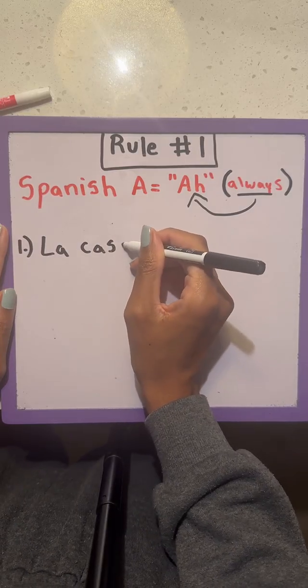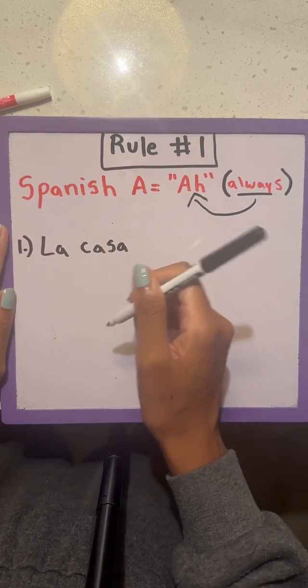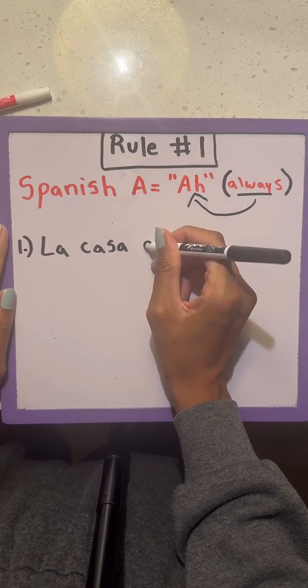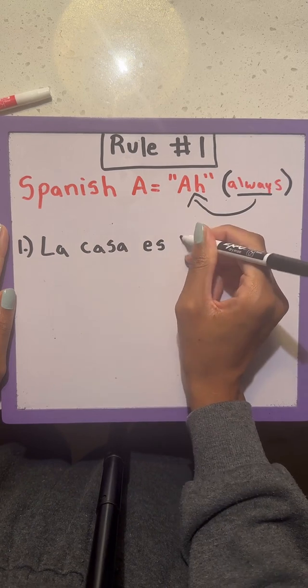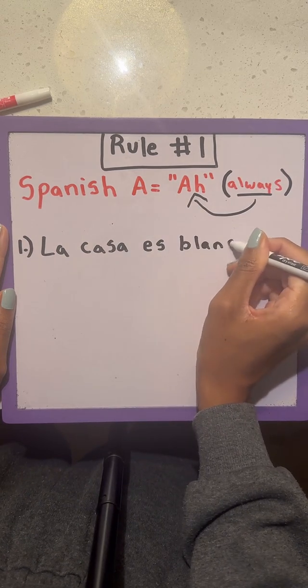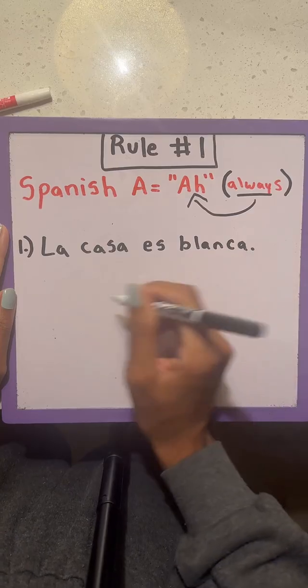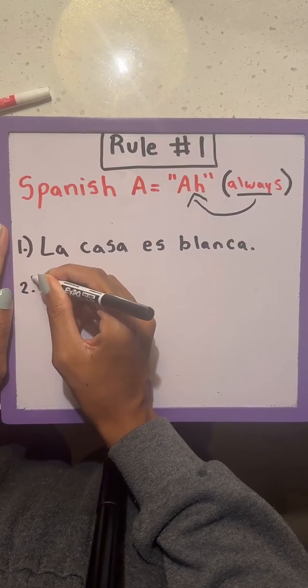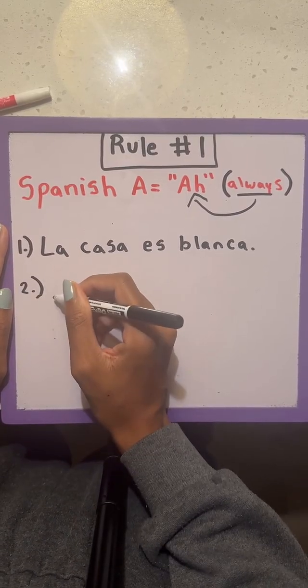And just to see who's paying attention, what sound does the Spanish "a" make? Put that in the comments. What sound does the Spanish "a" make? Great job, Haley. Yes, it makes "ah," the sound "ah."